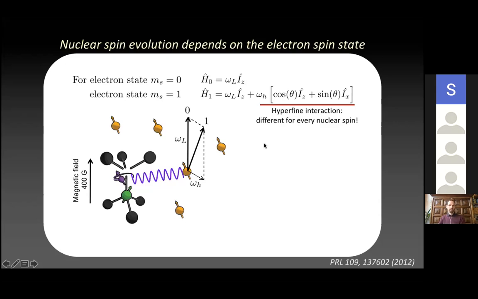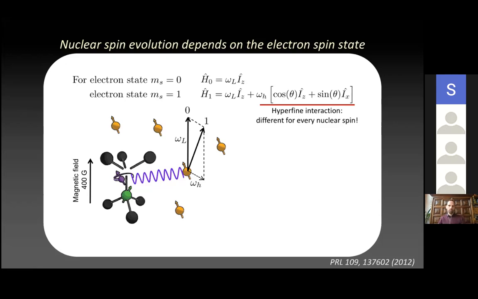That means that whenever we flip the electron, which we do in this dynamical decoupling sequence, going from one state to the other, one state to the other, for most interpulse delay times nothing much happens. The nuclear spin just wobbles around a little bit, and that's fine.